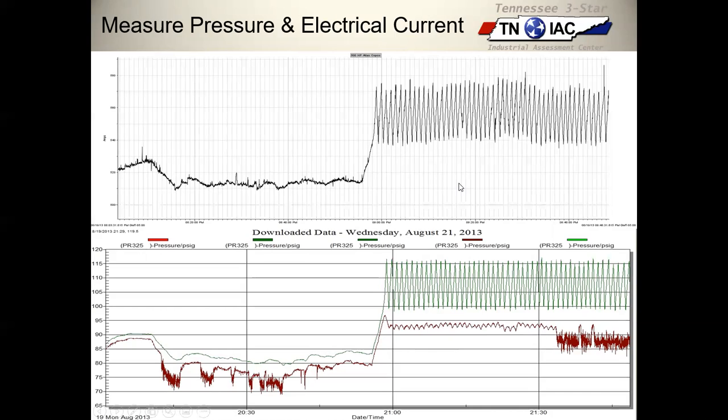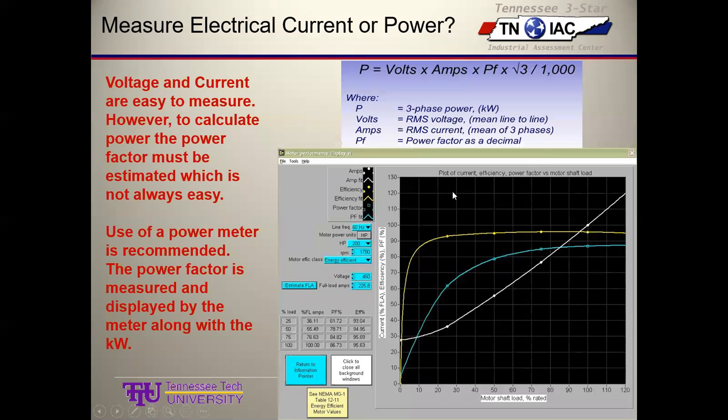So anyway, we use lots of data loggers looking at the electrical current required by the motor, and the pressure in the compressor room and then out in the system, to analyze compressed air systems.